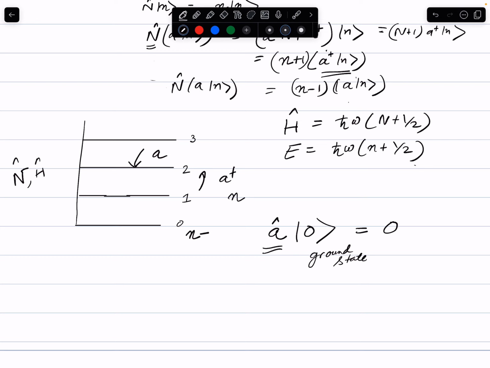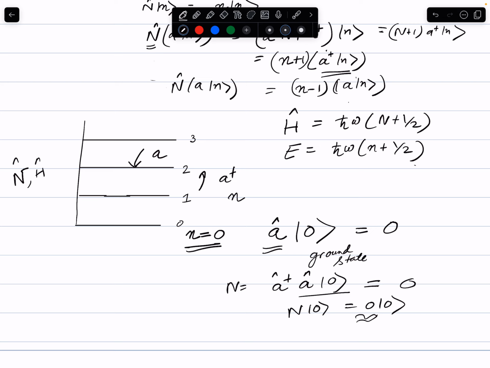This also has n equal to 0, because remember, the n operator is A dagger A. So if A|0> is 0, A dagger A|0> is also 0, because first the A acts and gives me 0. So this has eigenvalue 0. So this is n equal to 0. So these are 0 excitations, and then we have 1 excitation, 2 excitations, 3 excitations, so many excitations above the ground state.